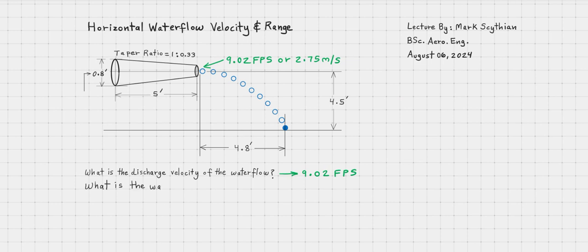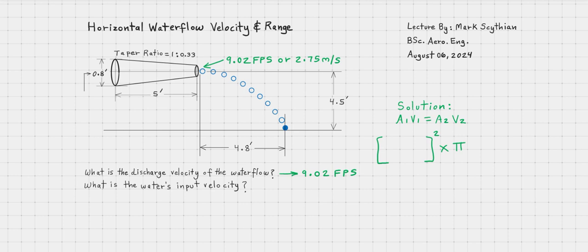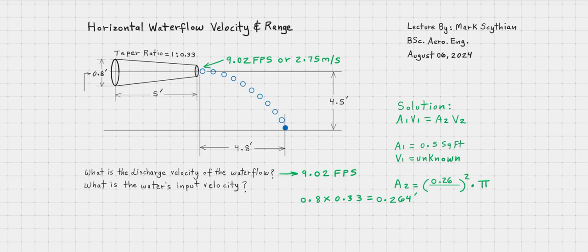So the second problem is: what is the water's input velocity? The easiest way is to use the continuity equation. So we take the cross-sectional area on the input side, which is 0.5 square feet. We don't know the input velocity. Then we just solve for the output cross-sectional area. So that's a taper ratio of 1 to 0.33.